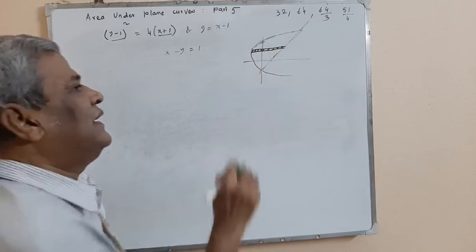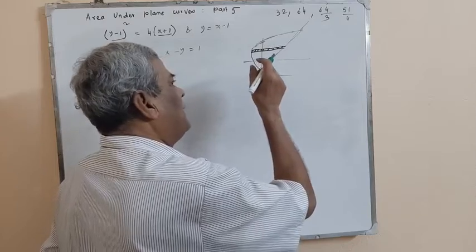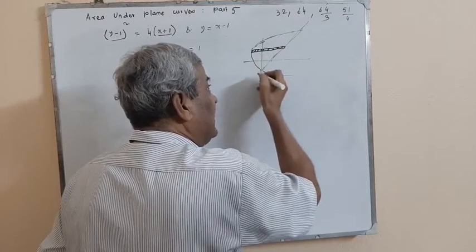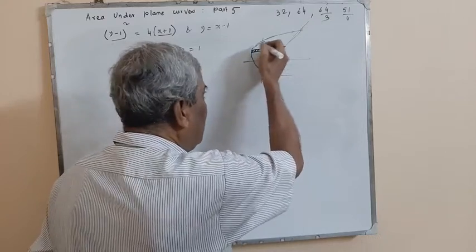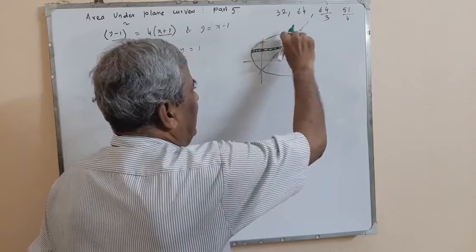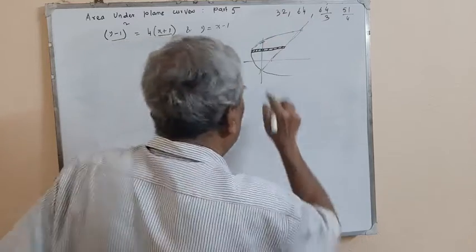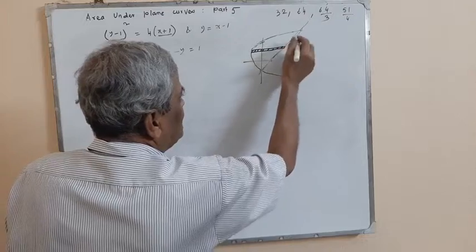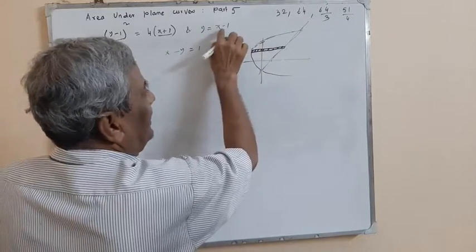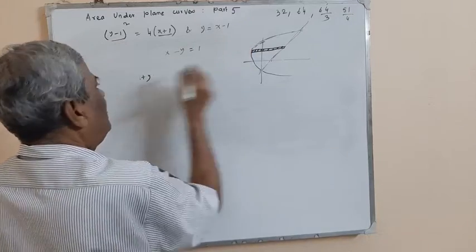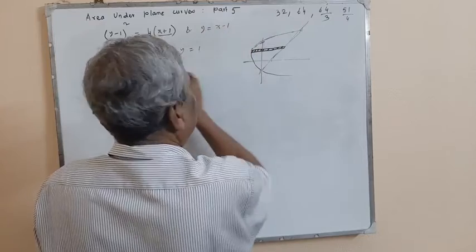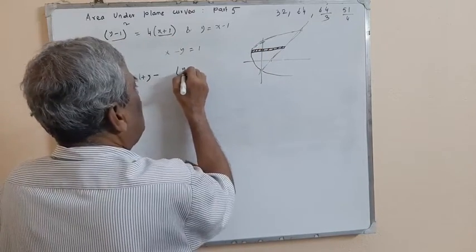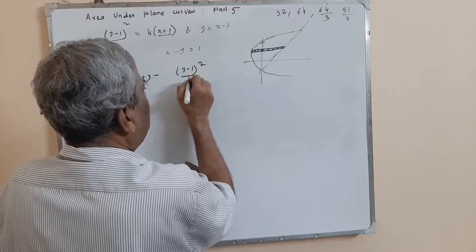I first calculate the area of the stripe. Its length will be equal to this minus that. This point is variable, it lies on the straight line, and that point is also variable, it lies on the curve, because when this stripe is moved, x will increase here and decrease there. On the line, x is equal to 1 plus y. This x, 1 plus y, minus that x, which is (y minus 1) whole square by 4 minus 1.